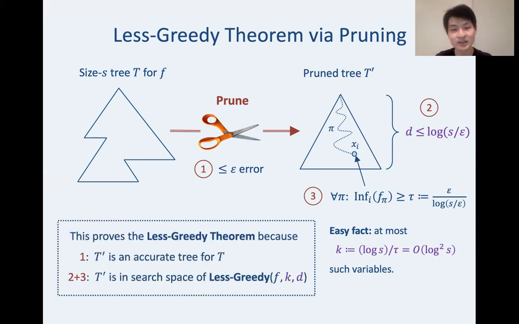Assuming this pruning procedure exists, we already proved the less greedy theorem because condition 1 says that T prime is an accurate tree for T, and conditions 2 and 3 together imply that this T prime is inside the search space of less greedy. So less greedy will find a tree that is at least as good as T prime.